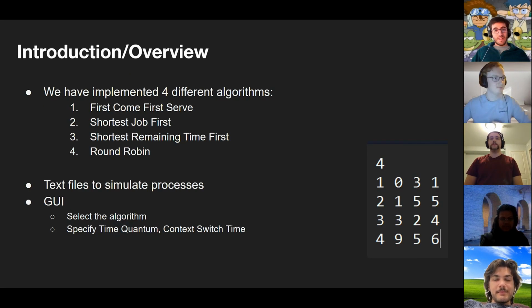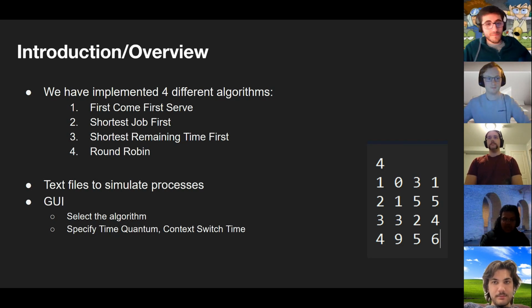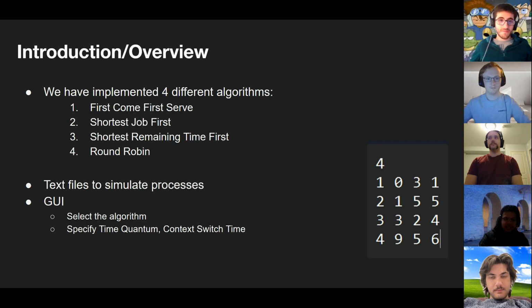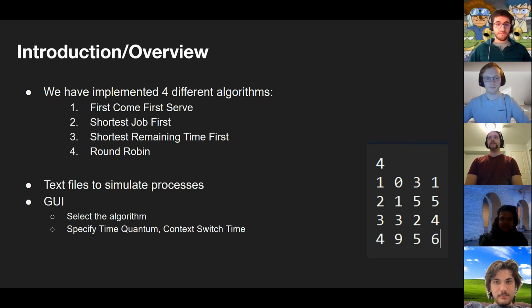We have some text files to simulate our processes. The structure of the text files is: we have the number of processes at the top, and then for each process, their arrival time, burst time, and the priority as the tiebreaker. We have a graphical user interface where we can select the algorithm, specify the time quantum, context switch time, etc.